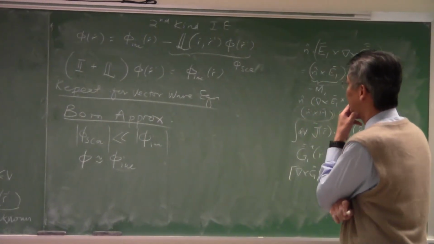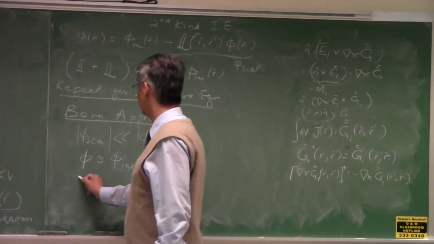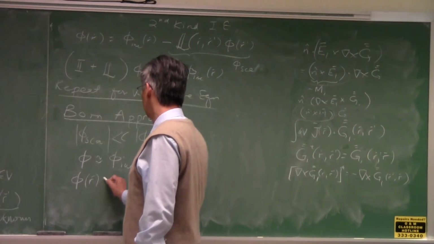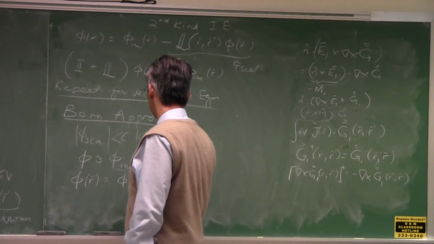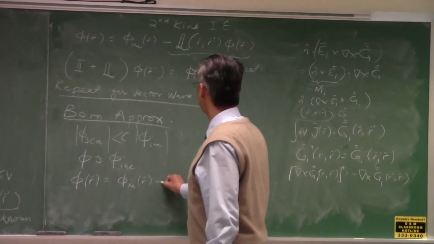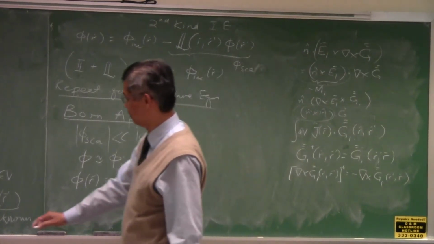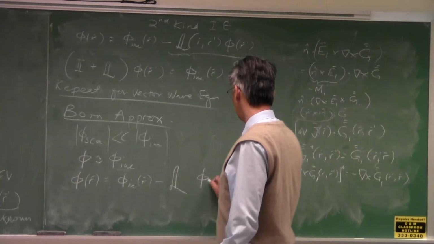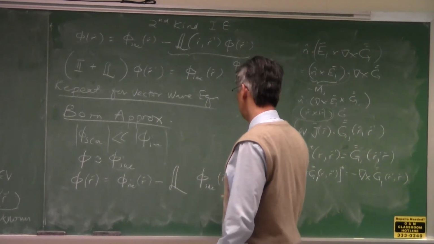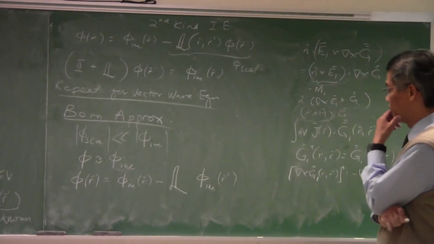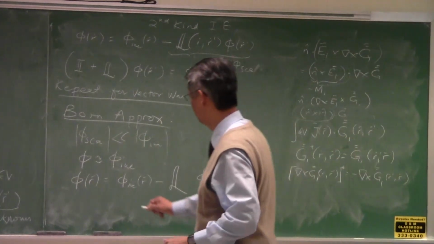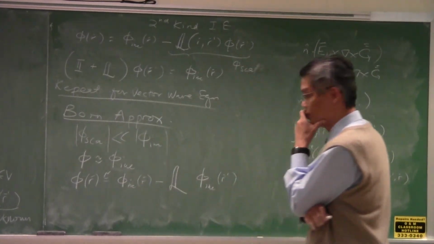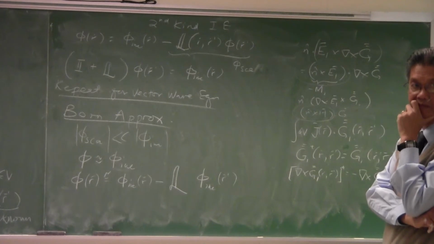In that equation, if you make the approximation that the total field is the incident field, with the integral operator, which is this operator over here, operating on the incident field, that is called the Born approximation. Okay, it's called the Born approximation.